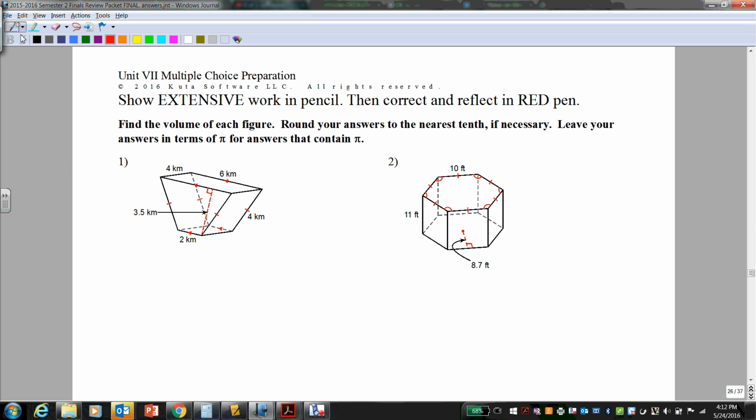Students, this is the Unit 8 multiple choice prep, volume and area. So this should read 8 there. It said find the volume of each figure, round your answer to the nearest tenth. Leave your answers in terms of pi for things that contain pi.